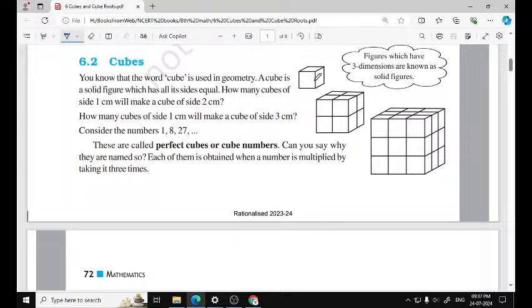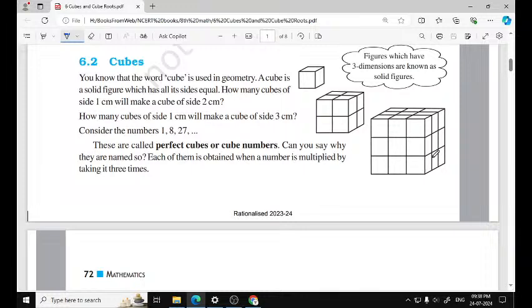How many cubes of side 1 centimeter will make a cube of side 2 centimeter? This is a cube where each side has the same length and each face of that cube is a square. Now if we have a cube with a 2 centimeter side, then it will be made up of 8 cubes of 1 centimeter. Similarly, how many cubes of side 1 centimeter can make a cube of 3 centimeter?